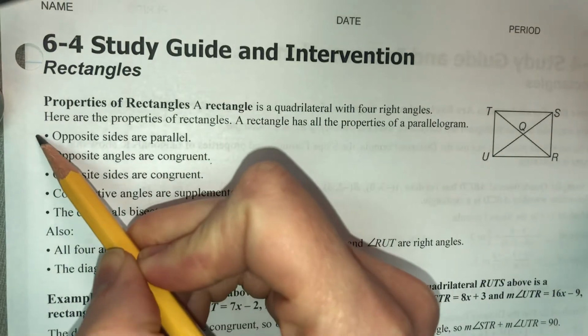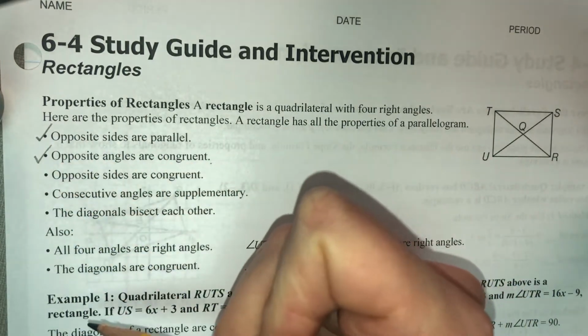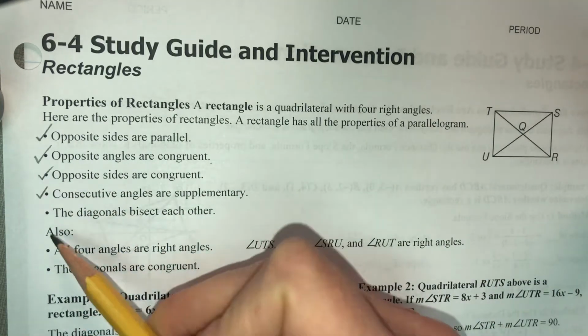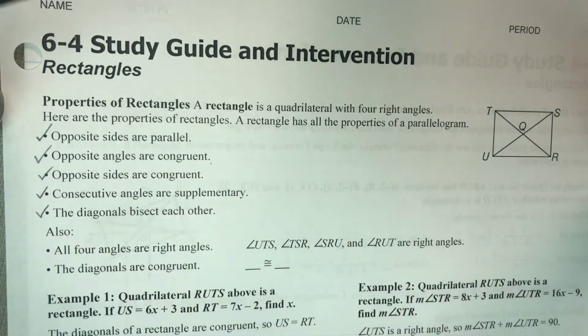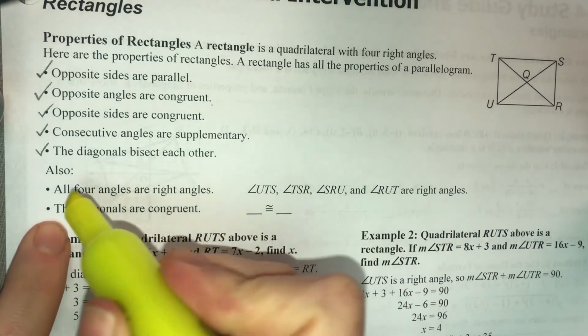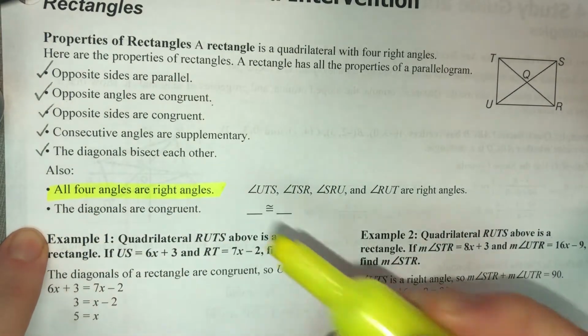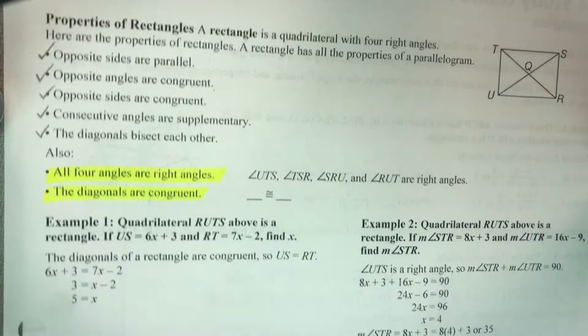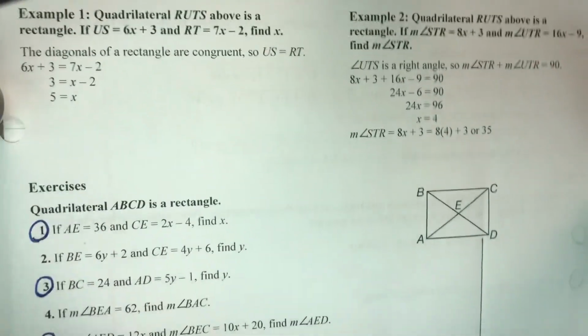So we know the opposite sides are parallel, the opposite angles are congruent, opposite sides are congruent, consecutive angles are supplementary, the diagonals bisect each other, but for rectangles, we can add 2 other properties that the other parallelograms do not necessarily have, which is all 4 angles are right angles and the diagonals are congruent, okay? So we have some practice problems involving rectangles down here.